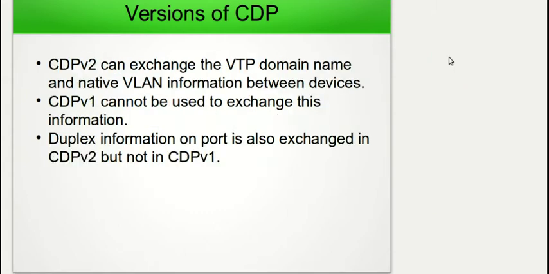Now with CDP version 2, it can also be used to exchange information that CDP version 1 can't. Mainly, CDP version 2 can exchange the VTP domain name of the device, the native VLAN information of that interface, and the duplex information on that port. So CDP version 1 cannot be used to exchange those three types of information between Cisco devices.